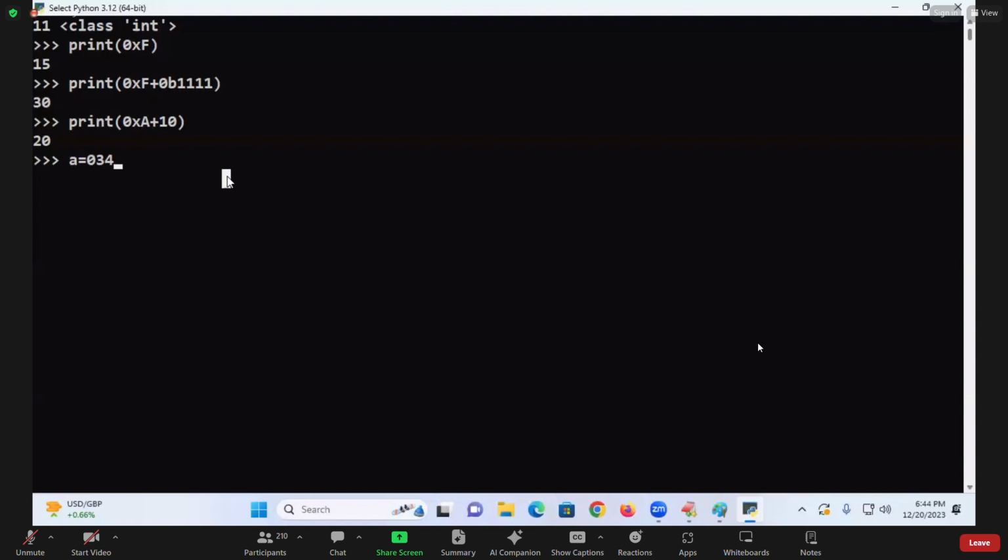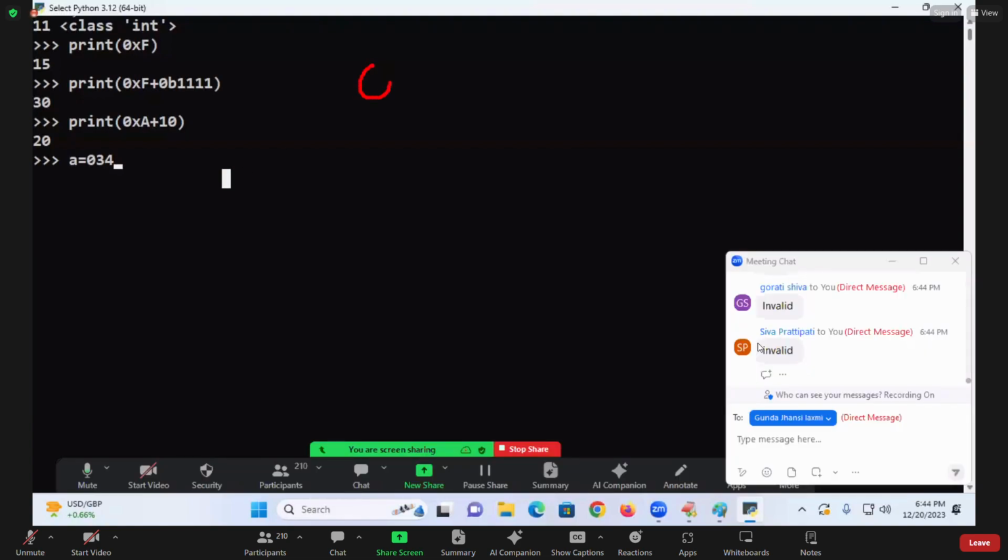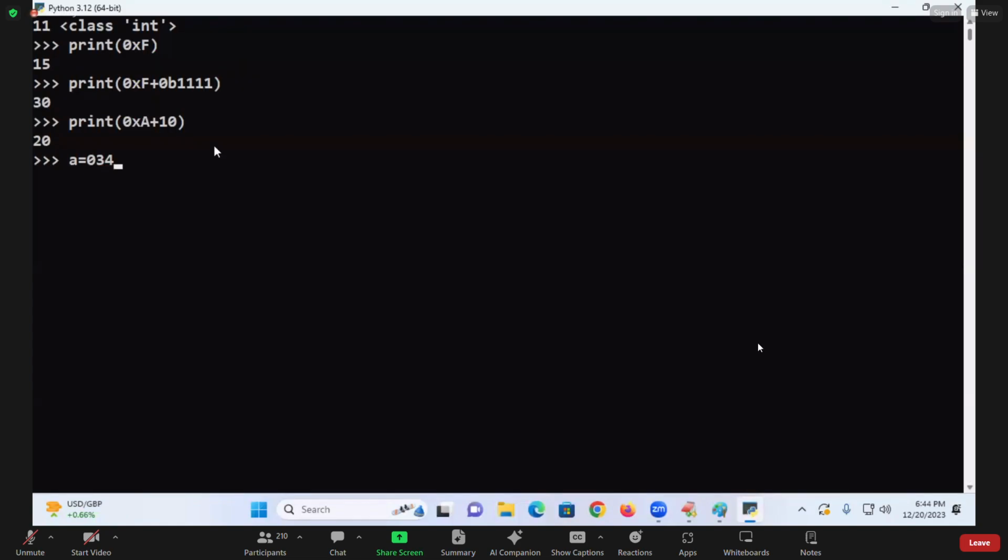Because whenever I write 0, definitely it will expect some number system only. That is either X it will expect, or B, or O. If I don't write 0 at all, that is called the decimal number system. Writing 0 before the number has no meaning in the decimal number system. That's why it is going to give you an error.